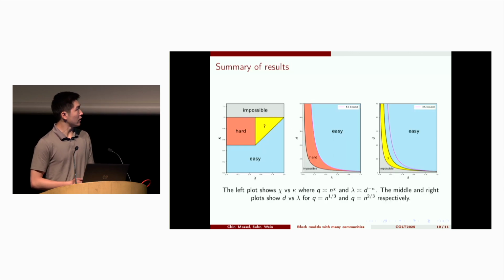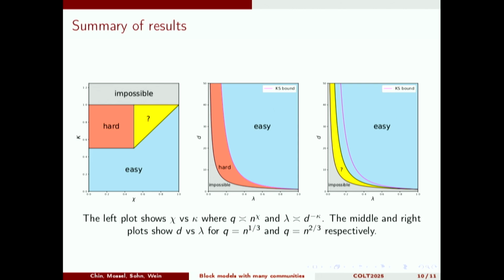So here's a picture that roughly summarizes our results. On the left, this is graphing how lambda scales with d. This bottom blue rectangle is below the Kesten-Stigum threshold, and our work pushes this upper triangle of blue to say that it can beat this threshold when Q is large enough. The middle diagram is the sharp transition for q equals n to the 1/3, and the right diagram shows that this breaks down when q is n to the 2/3. And these yellow regions are where we're not exactly sure what happens yet.